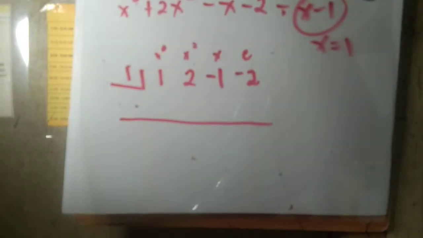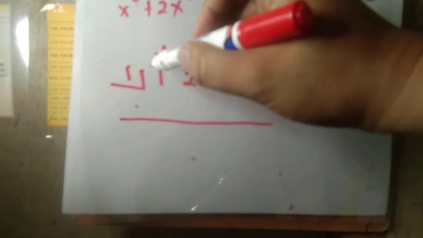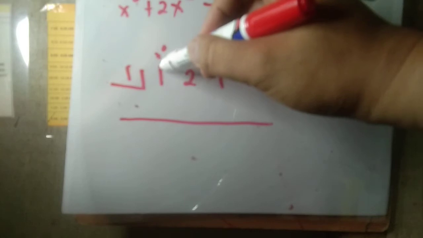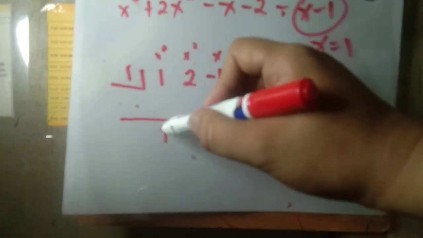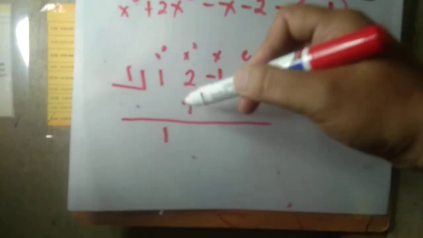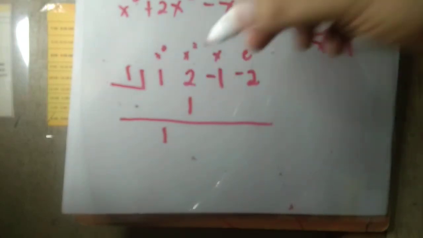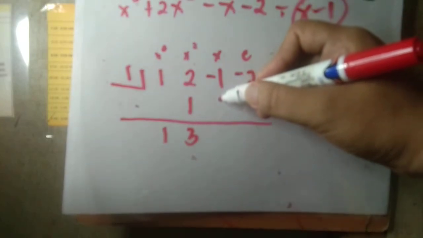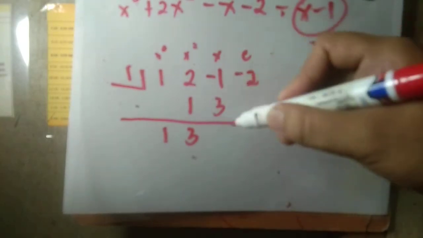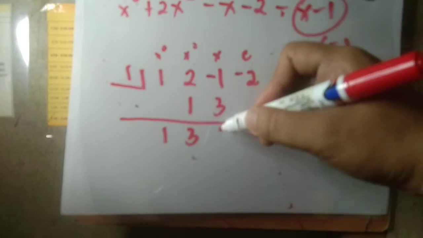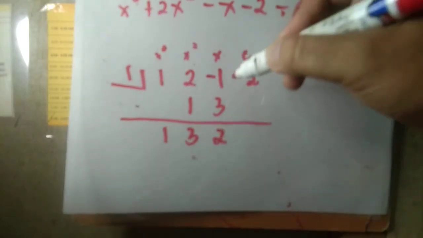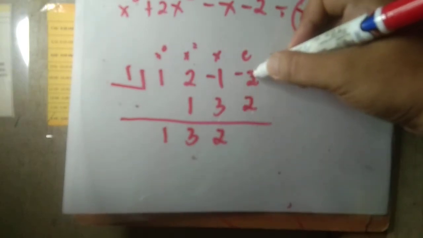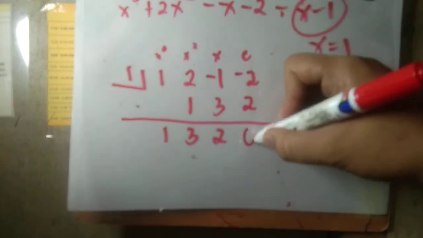So we will start. For the first column, you will simply bring down 1 here. Then 1 times 1 would be 1. And then you will be adding those 2. So 2 plus 1 would be equal to 3. 3 times 1 is equal to 3. Negative 1 plus 3 would be equal to 2. And then 2 times 1 is equal to 2. And then negative 2 plus 2 is equal to 0.